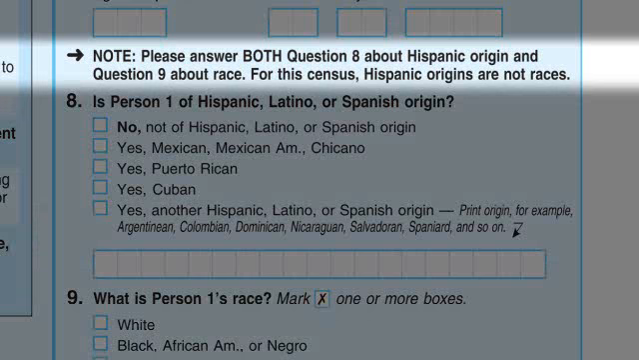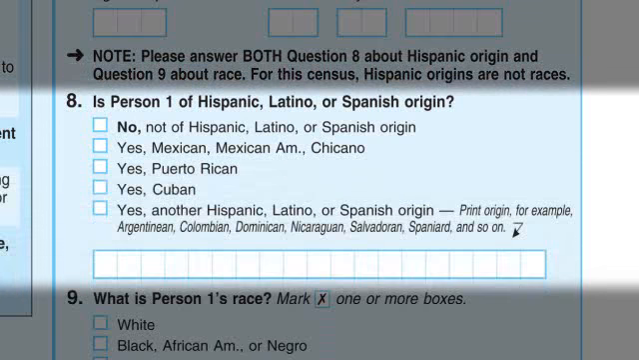Questions 8 and 9 ask about Hispanic origin and race. Please answer both questions, as Hispanic origin is not a race for this census. Question 8 asks, is person 1 of Hispanic, Latino, or Spanish origin? Answer no if you are not of Hispanic, Latino, or Spanish origin. Otherwise, mark the box that best describes person 1's origin, whether it is Mexican, Puerto Rican, Cuban, or another origin. If you mark another Hispanic, Latino, or Spanish origin, please print person 1's specific origin.